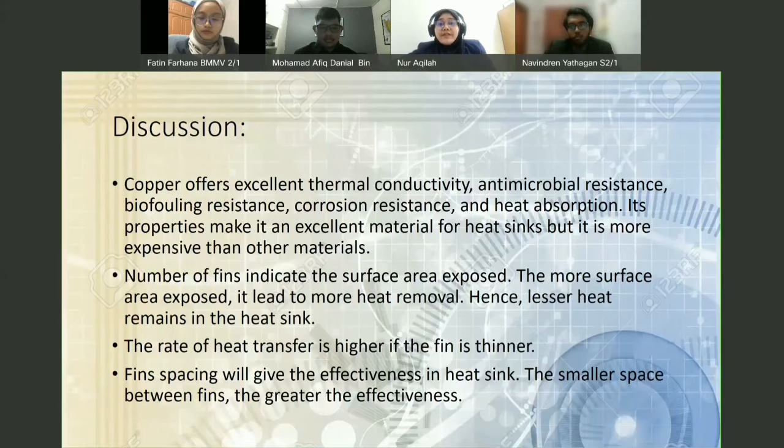Next, the number of fins indicates the surface area exposed. The more surface area exposed, the more heat removal. Thus, the heat remaining in the heat sink will be much less. And then, the rate of heat transfer is higher if the fin is thinner. And finally, the fin spacing will determine the effectiveness of the heat sink. The smaller the space between the fins, the greater the effectiveness. Moving on to the next slide, which is the comparison.